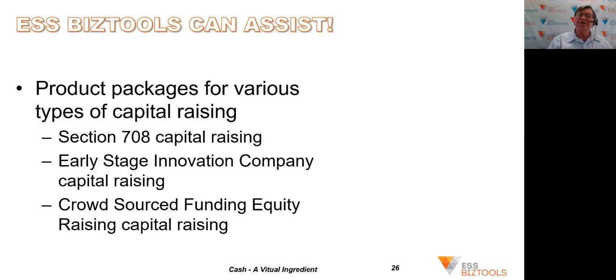So we've got product packages, which will assist you on Section 708 on early stage innovation company crowdsource funding. You don't have to reinvent the wheel. We've done the hard yakka. We've prepared it for you. We've given you lists. We've given you suggested correspondence with clients and prospects. We've prepared seminars that you can present. All you've got to do is read the material and start presenting it.